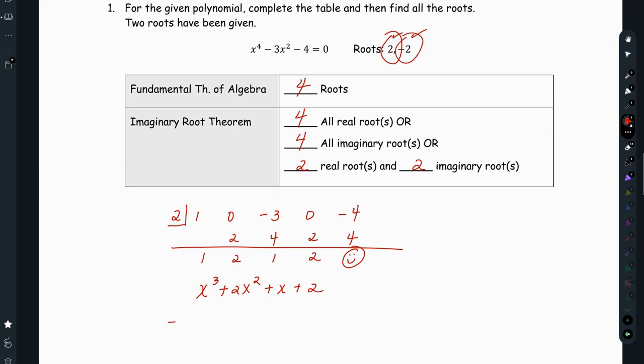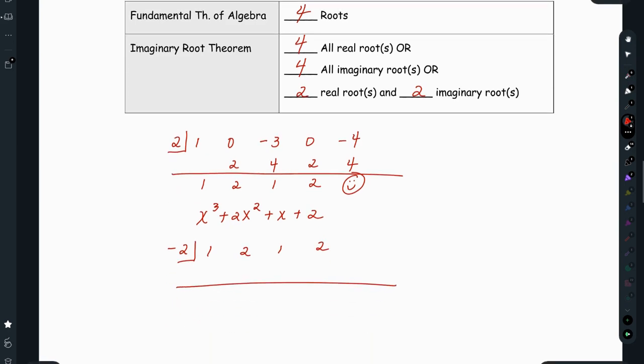We're going to do the same thing. We're going to put -2 in the box, and we're going to bring down all these values, the 1, the 2, the 1, and the 2, the coefficients of our cubic polynomial. And we're going to continue to do synthetic division just like we did in the first part. And again, we know we did it right because we got 0 as a remainder.